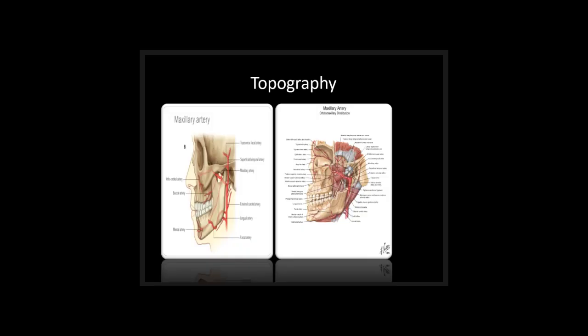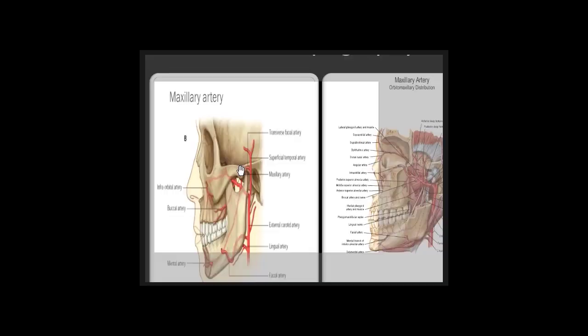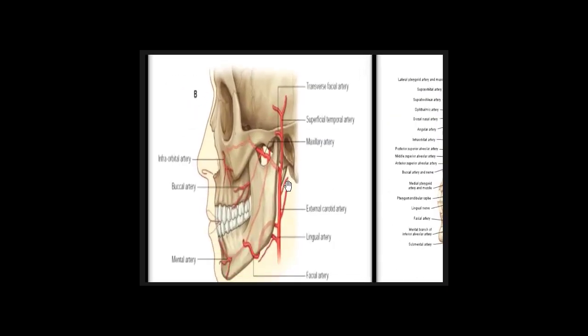Arteria maxillaris. Look at the picture please. Maxillary artery is the largest terminal branch of external carotid artery. This is external carotid artery, this is superficial temporal, and this is maxillary artery. Topographically, this artery has three parts. The first part lies back of the neck of the mandible and is its mandibular part.